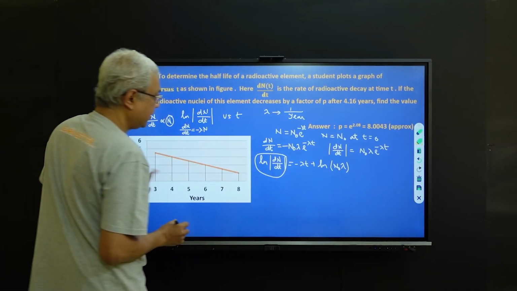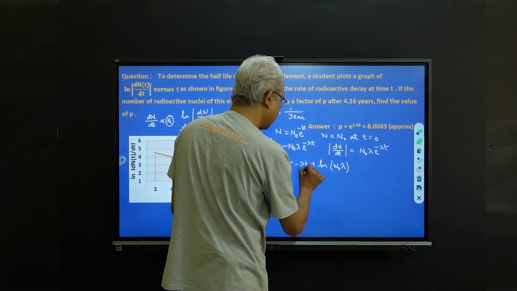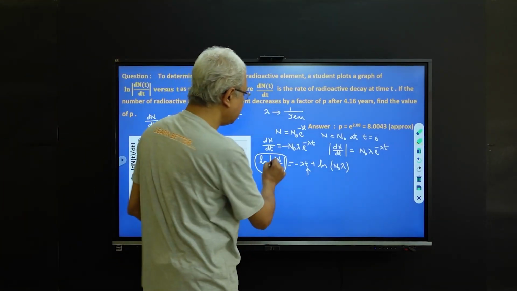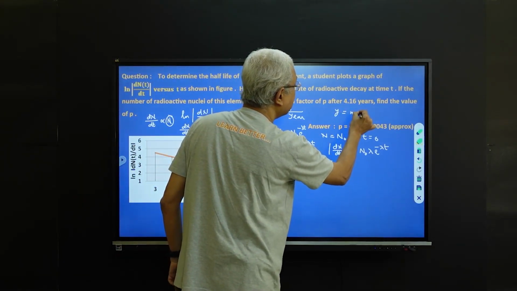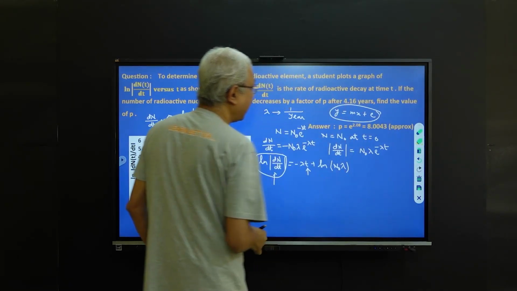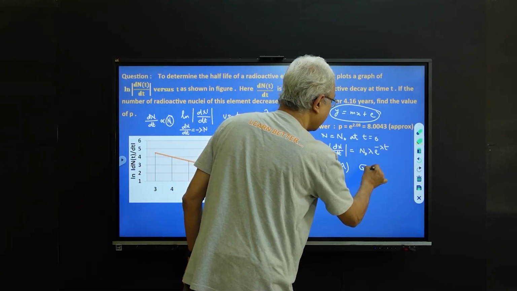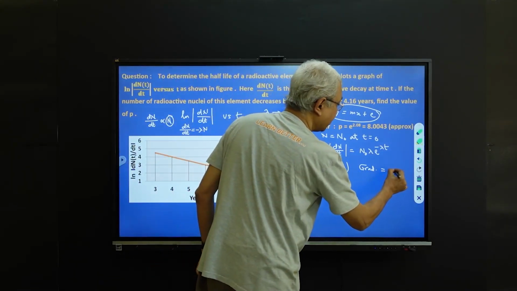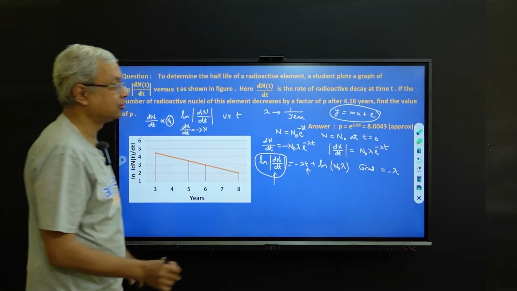Now in the graph, ln mod dN/dt is plotted against t. t is expressed in years. And you see it is the equation of a straight line looking like y equal to mx plus c. And the gradient of this straight line is equal to negative of lambda. Lambda, as I told, is the radioactive disintegration constant.